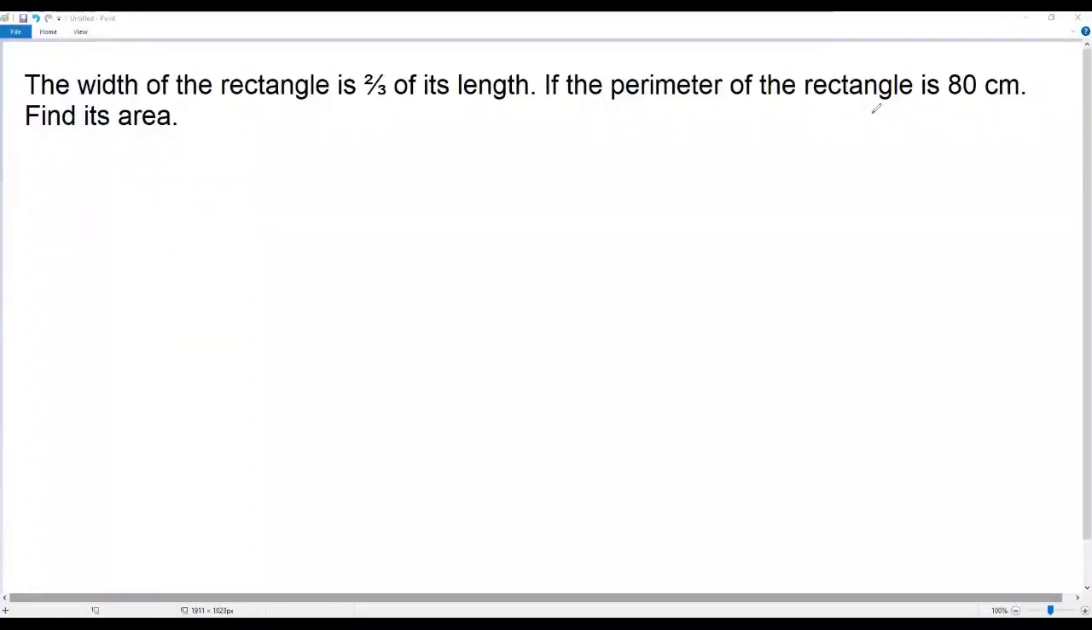Here we have a word problem on rectangle. Okay, let's go over the question. The width of the rectangle is 2/3 of its length. If the perimeter of the rectangle is 80 centimeter, find its area.